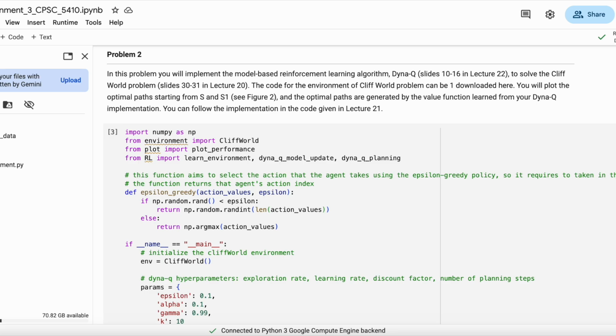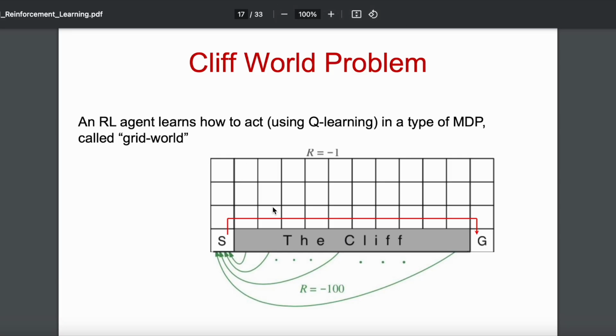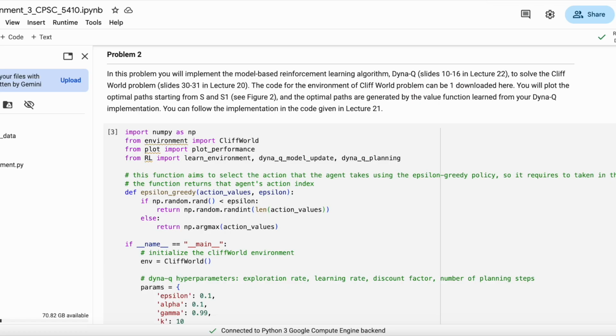So essentially, with problem 2, we are implementing this model-based reinforcement learning algorithm called Dyna-Q. The idea of this problem is that we're using that algorithm to solve the cliff world problem, which is a 4 by 10 grid environment. I'll just show you what the picture looks like. This is the start where the agent goes, and that's the goal, and the idea is to avoid the cliff. It doesn't want to fall off the cliff. If it does, it gets negative points, and it's going to learn not to do that.